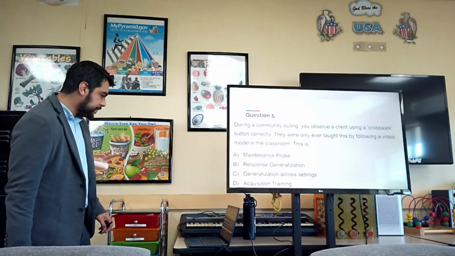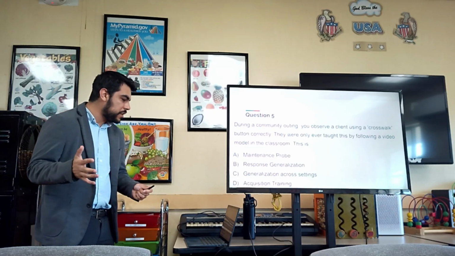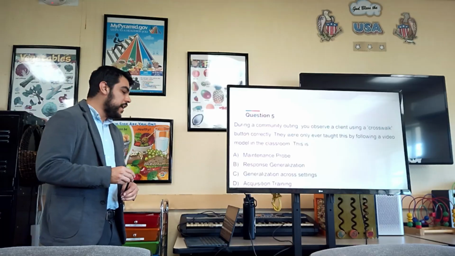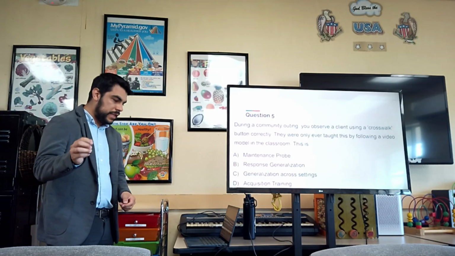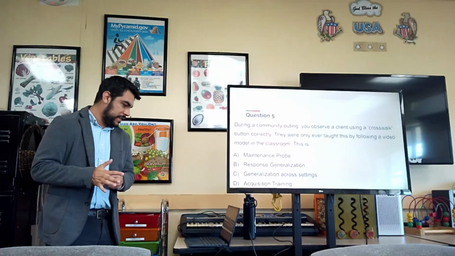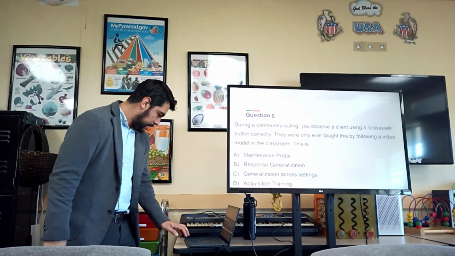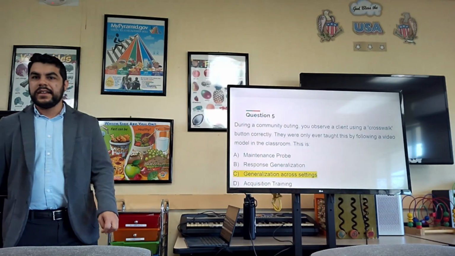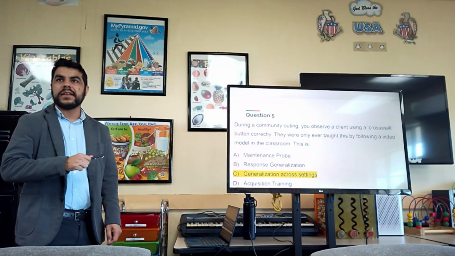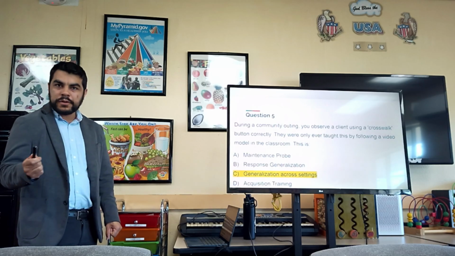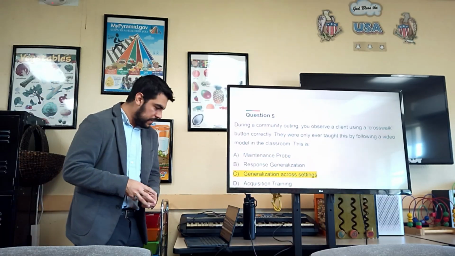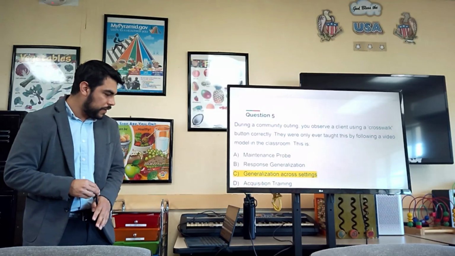And then last review question. During a community outing, we observe a client using a crosswalk button correctly. They were only ever taught to do this by following a video model in the classroom. What is this? I'm hearing C. Yes. It's generalization across settings. If it can happen in the classroom, then it can happen at the crosswalk by their home. It could happen at the crosswalk downtown. We would say the skill has been generalized. Great.